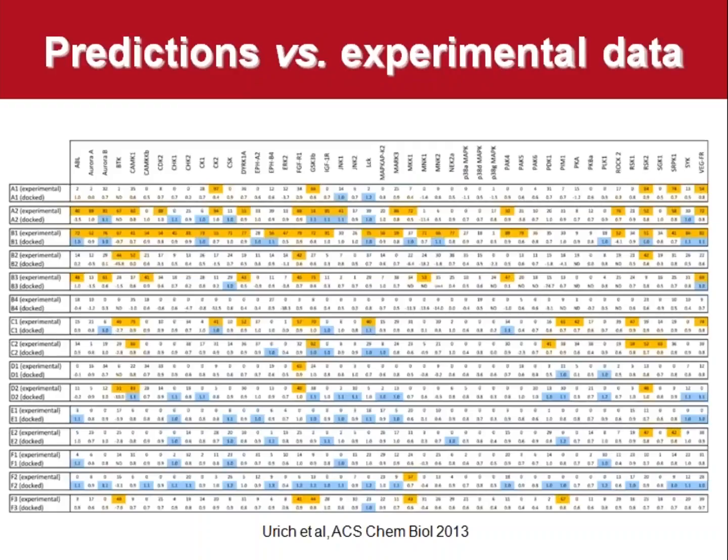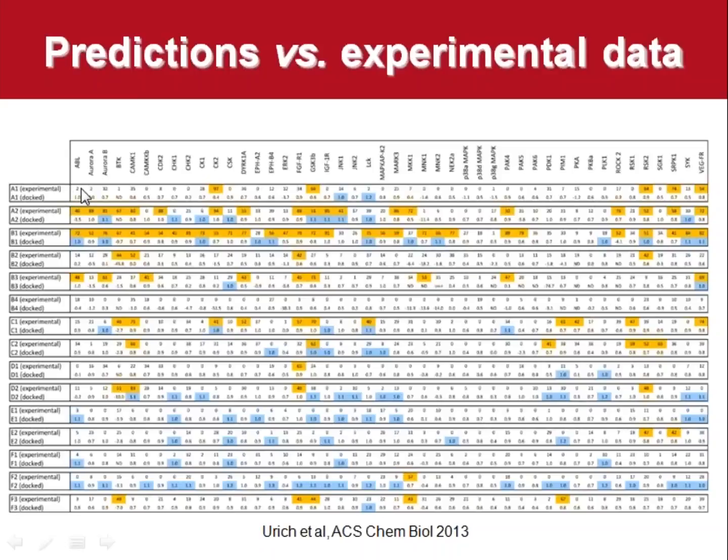But how could we also predict the selectivity by docking? That's shown on this slide, and it might look very busy to you, but you don't have to be able to read the numbers. You just have to get the general picture indicated by the colors. On this axis we have all the different kinases for which we had the crystal structure and carried out docking, and on this axis we have all the different compounds.